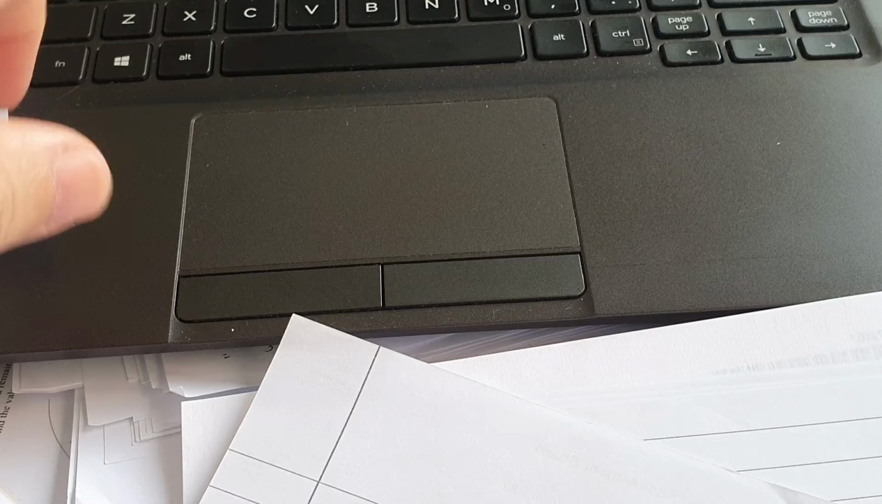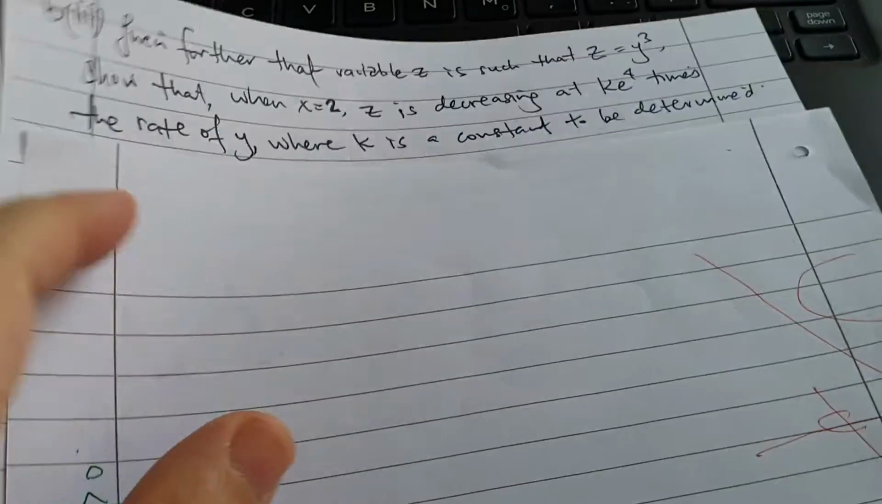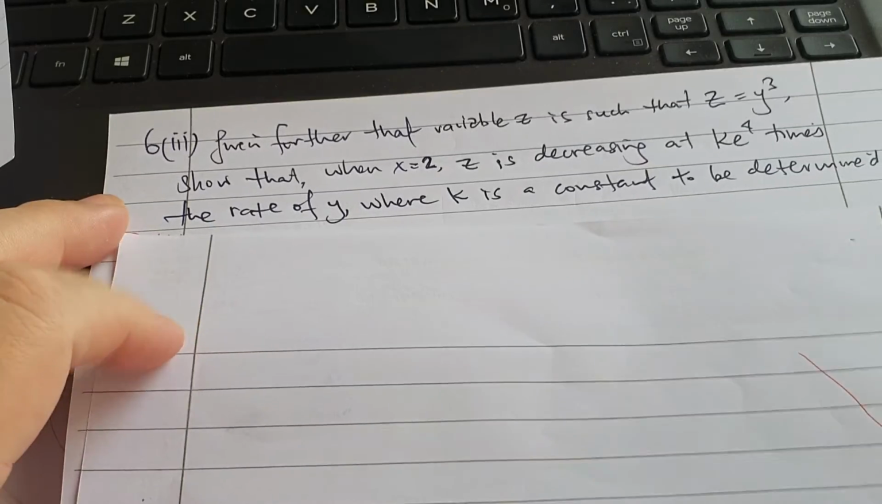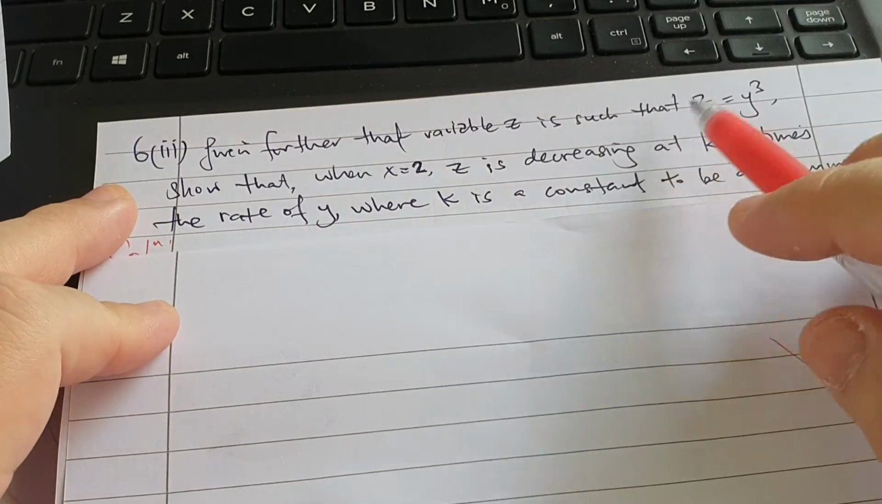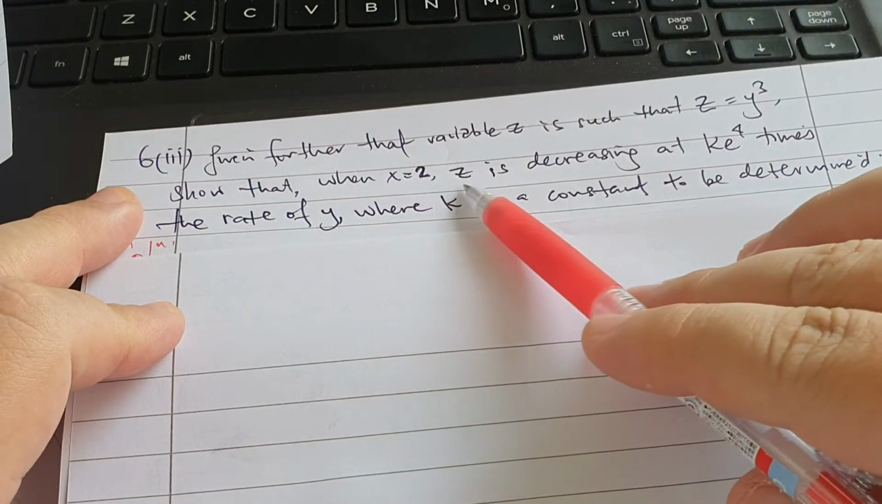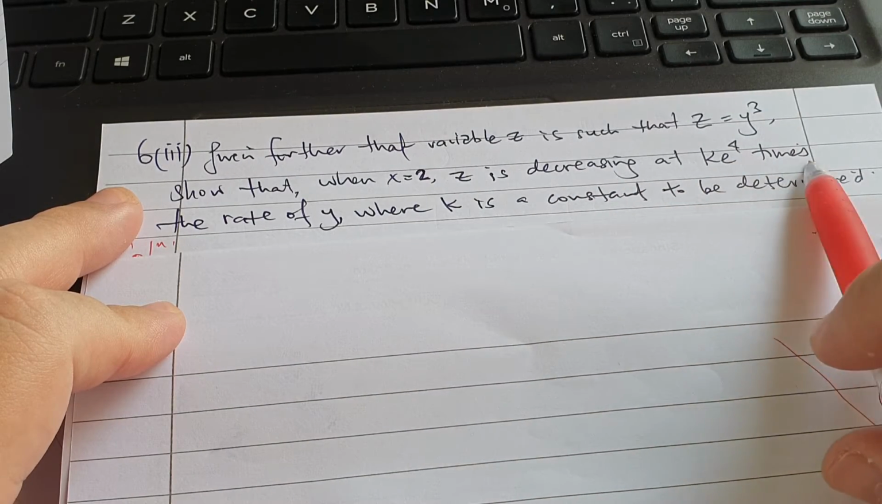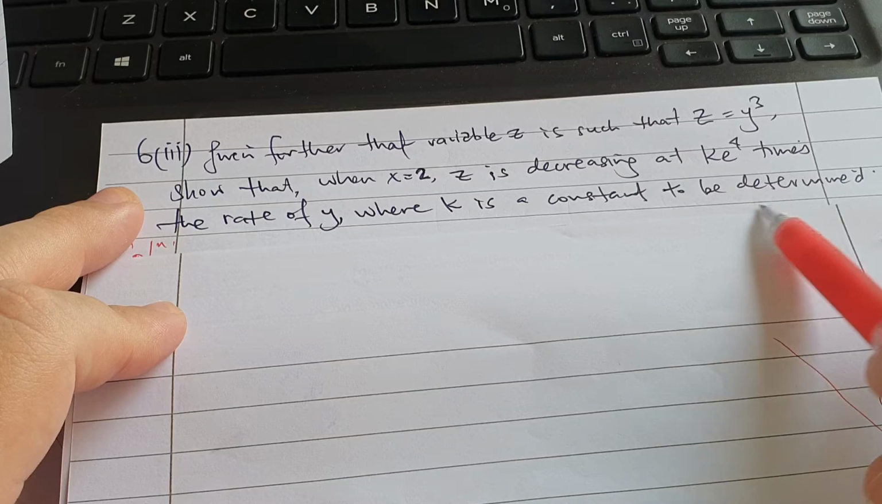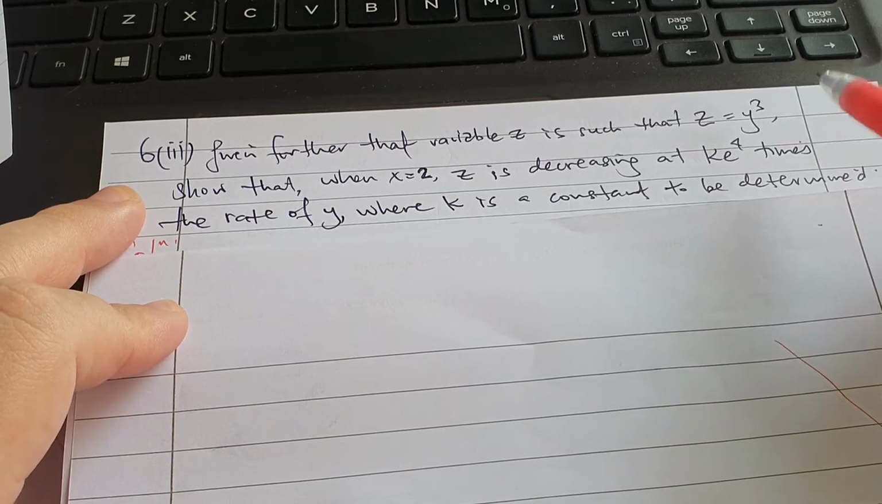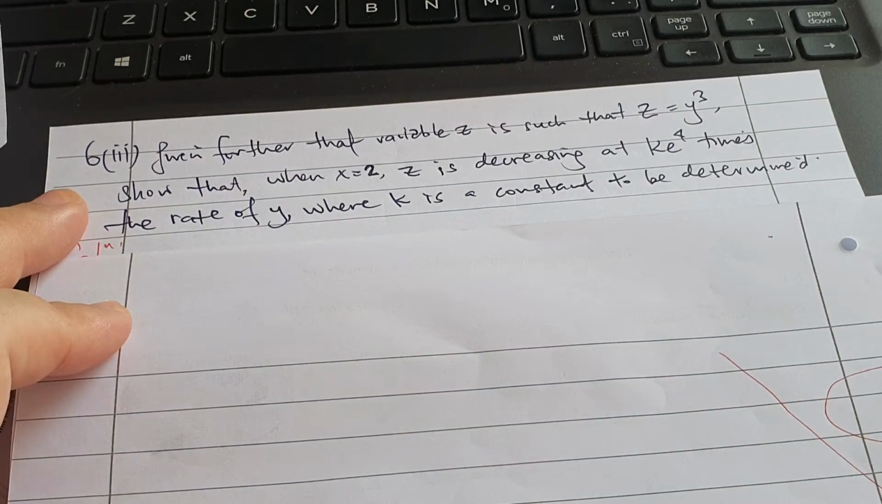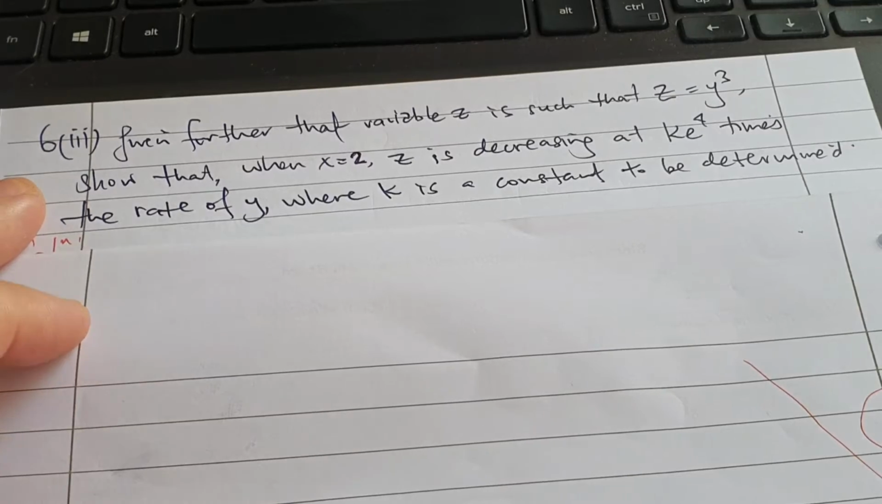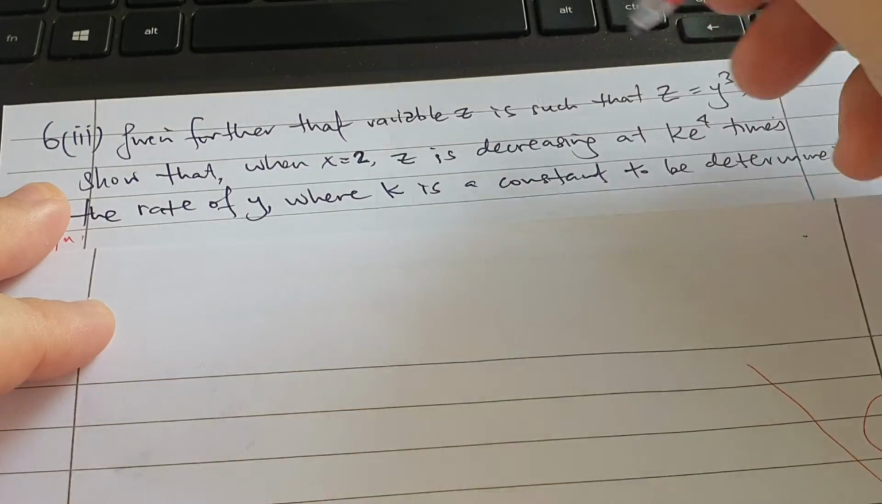Next, part 3, sorry. Given further that the variable z is this. Show that when x equals 2, z is decreasing at k e to the power 4 times the rate of y, where k is a constant to be determined. It sounds very difficult, but actually it's not difficult. Things that sound difficult seem difficult, actually they're not difficult.